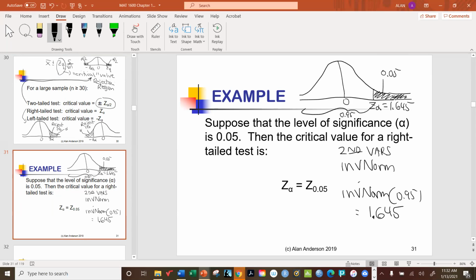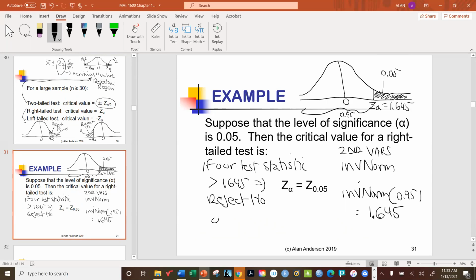Now, we can interpret that as being 1.645 standard deviations above the mean. Anything beyond that is too far away from the mean to be consistent with the null hypothesis, and that means we should reject it. So as an example, if our test statistic is greater than 1.645, we reject the null. Otherwise, we do not.